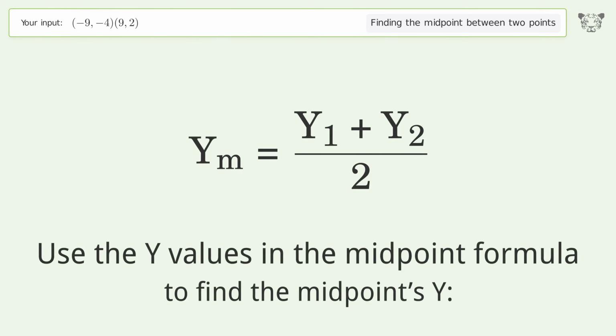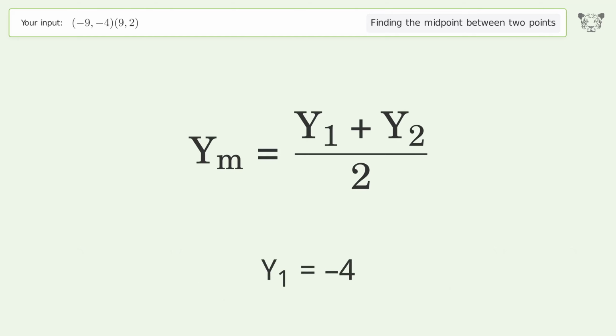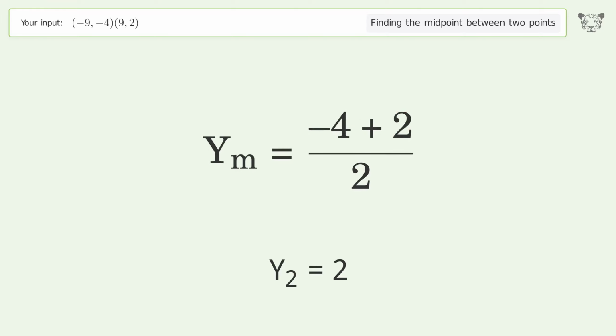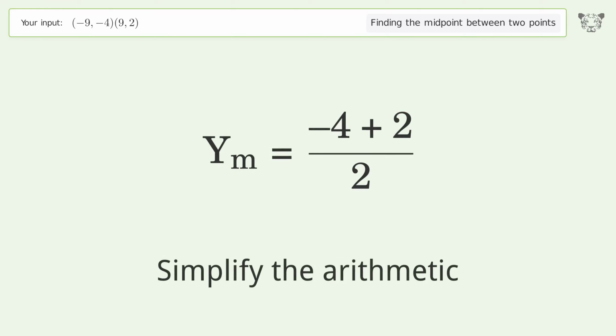Use the y values in the midpoint formula to find the midpoint's y. y1 equals -4. y2 equals 2. Simplify the arithmetic.